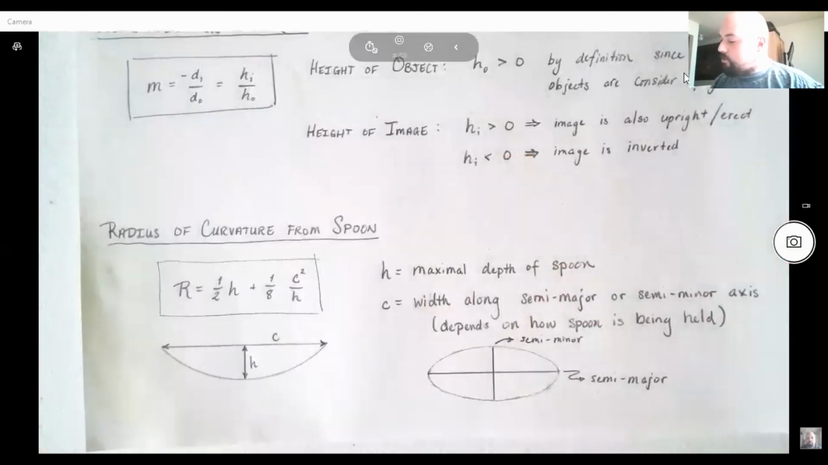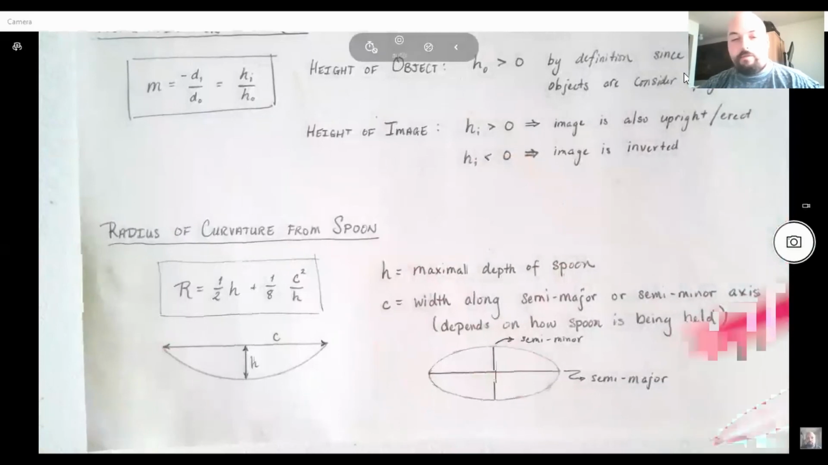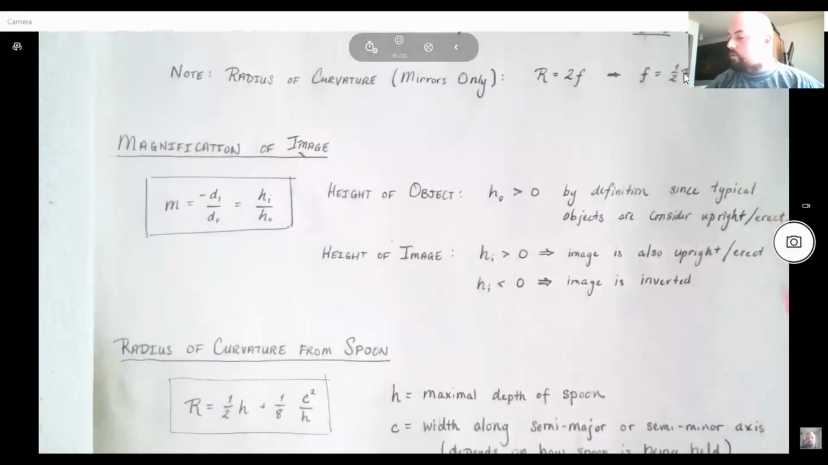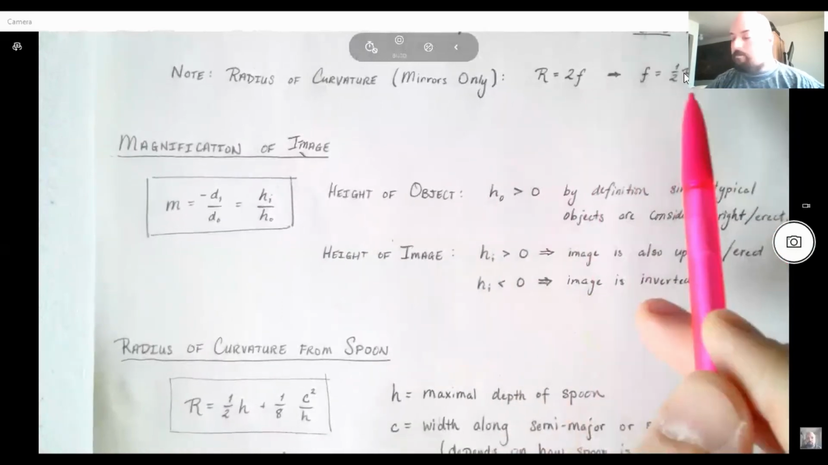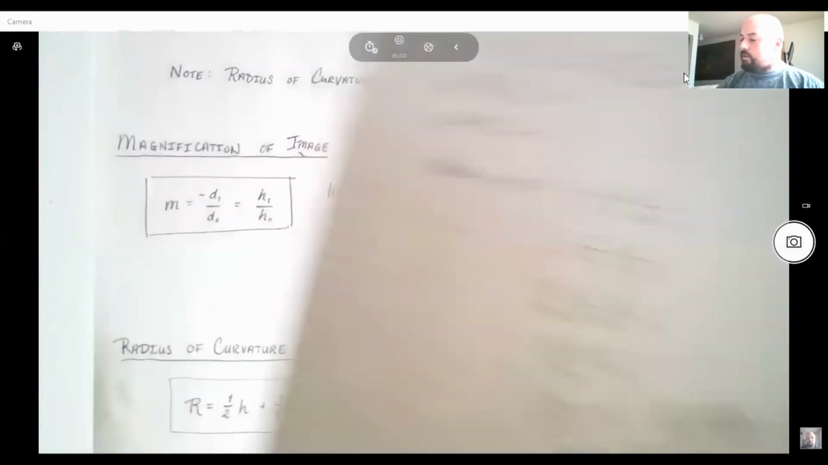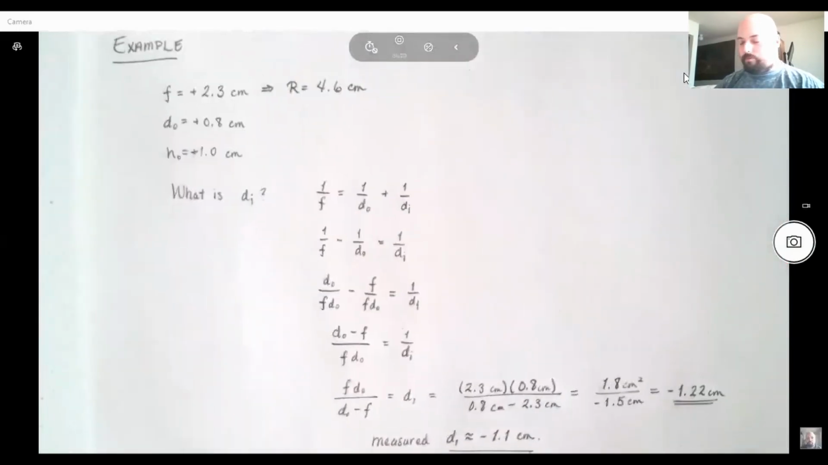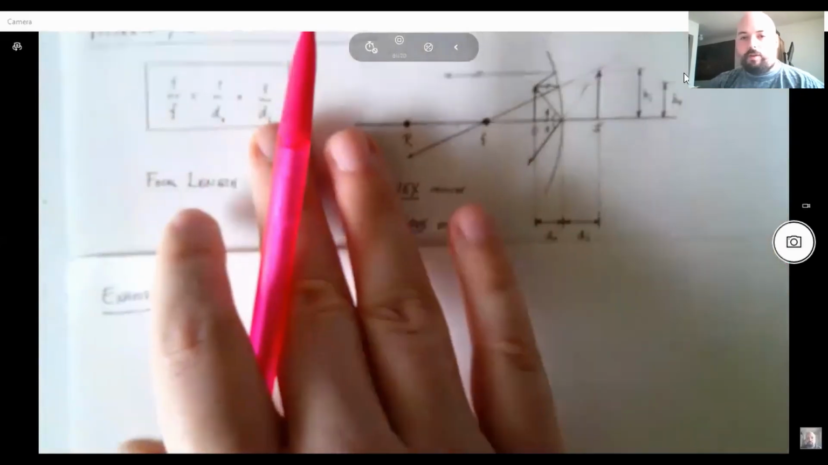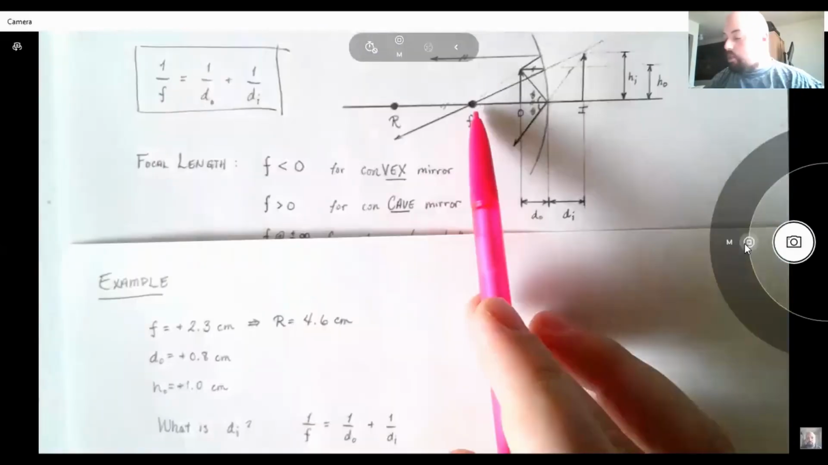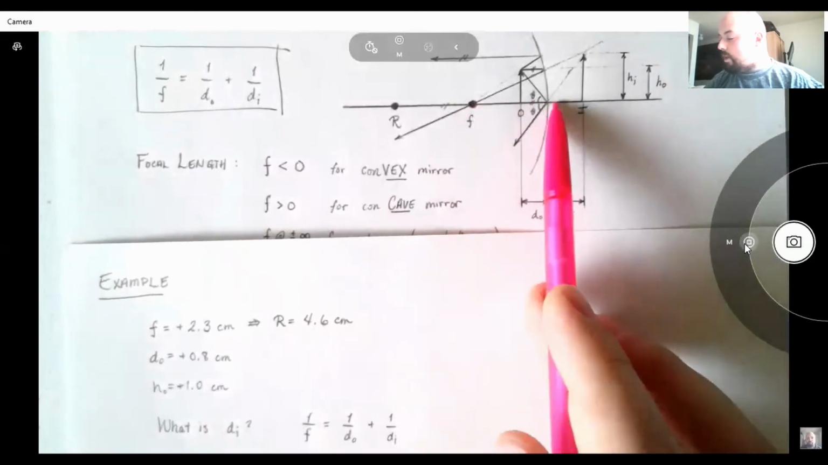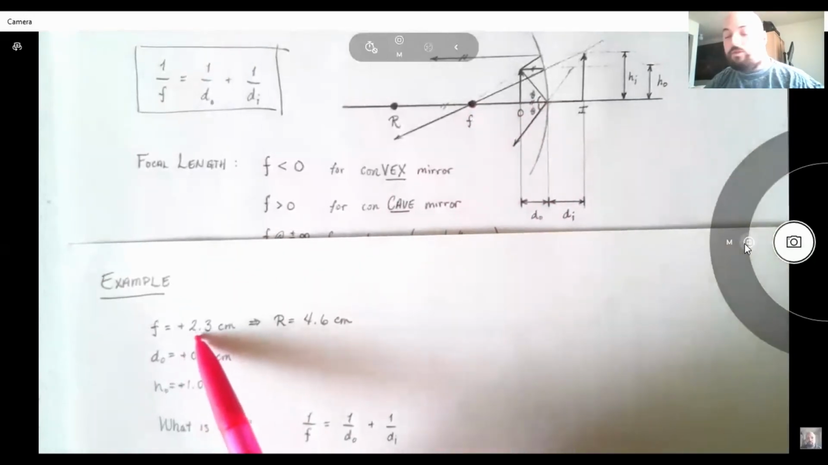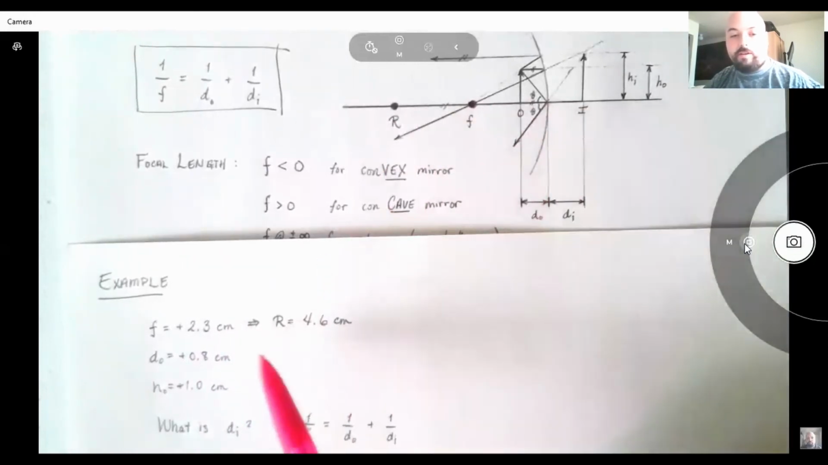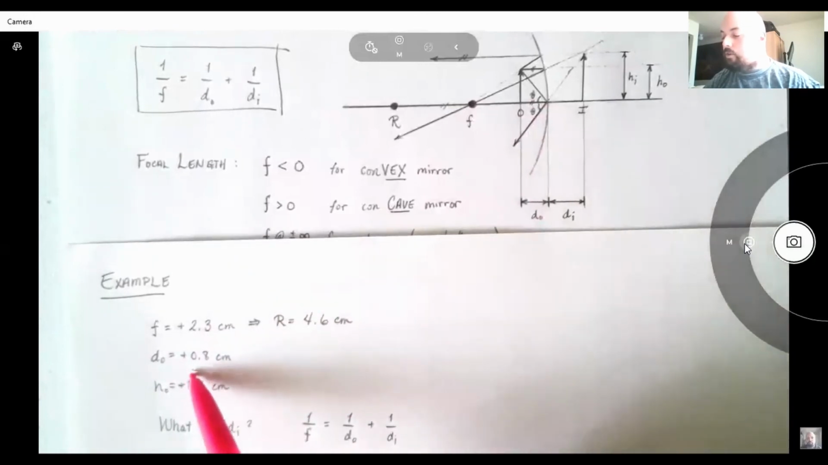Okay. Once you find the radius of curvature, you can then find the focal length of the spoon itself, again, by using this relationship we have up here. As an example, I'll just show this with the example that I've written above here. So I've taken the liberty of already measuring the focal length, and that was given as 2.3 centimeters from a radius of curvature of about 4.6 centimeters. So again, it's just half the radius of curvature.